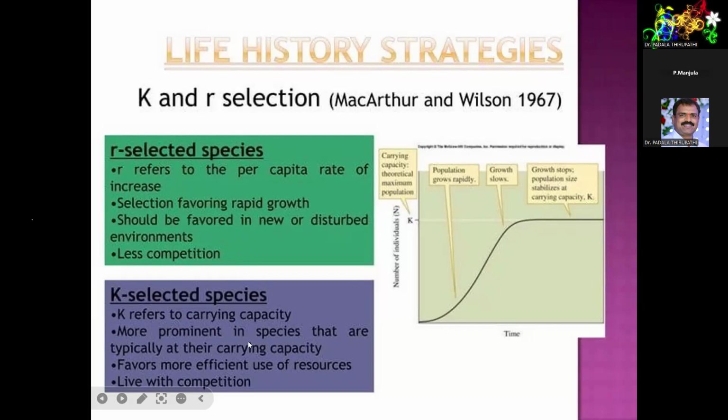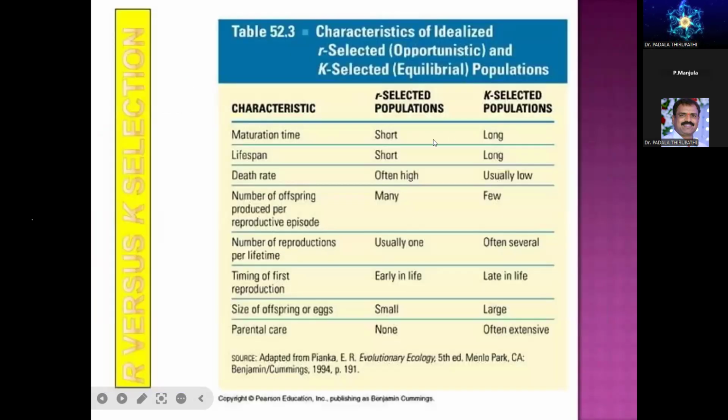Whereas in K selected species, K refers to the carrying capacity, which is more prominent in species that are typically at their carrying capacity, and which favor more efficient use of resources and live with competition. So we can observe competition in K selected species, and no competition or less competition in r selected species. These are some of the characteristics of K selected and r selected populations.